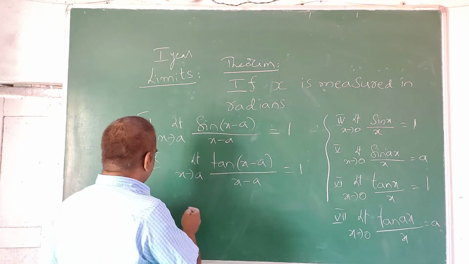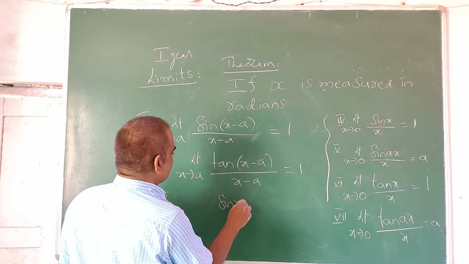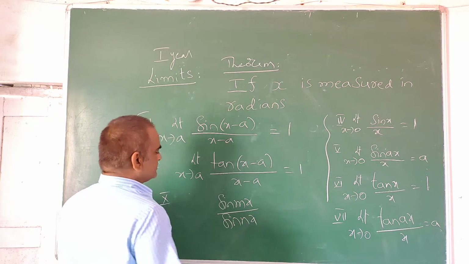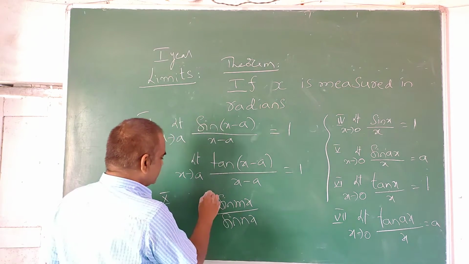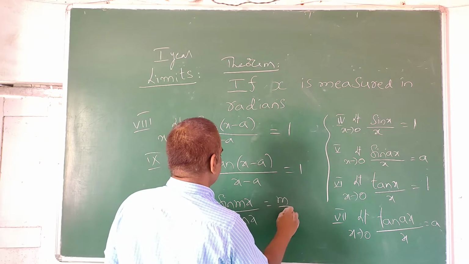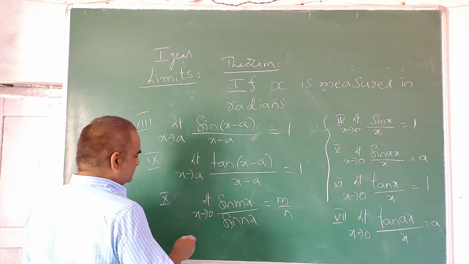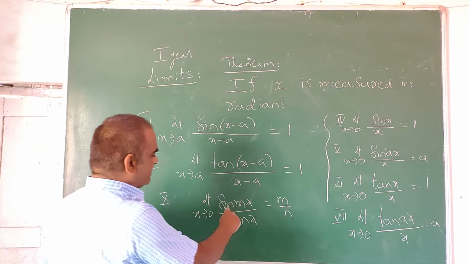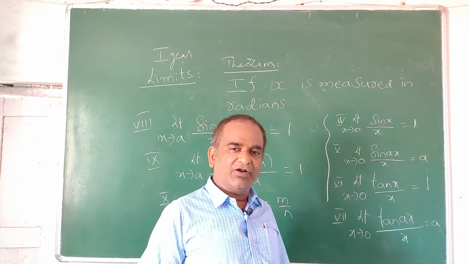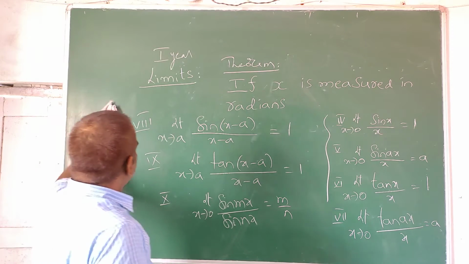And if you want, you can go for one more property: limit x tends to 0 of sin mx by sin nx is equal to m by n. Are you following? Similarly, limit x tends to 0 of tan mx by tan nx is also m by n only. So now these are the 10 most important useful results which we use.